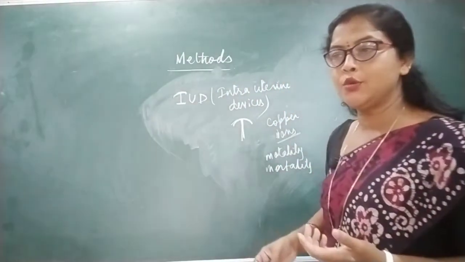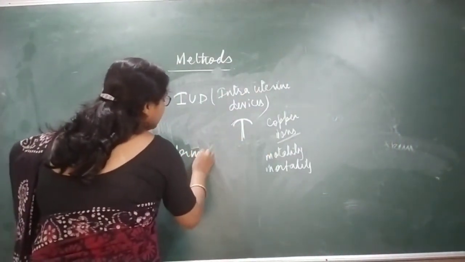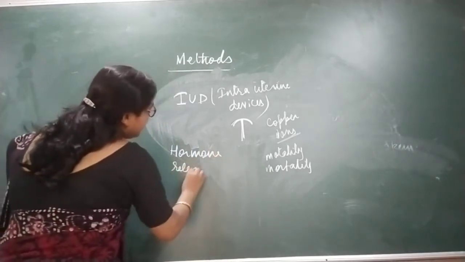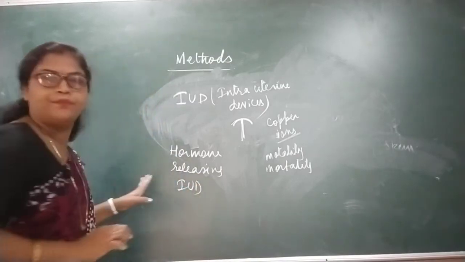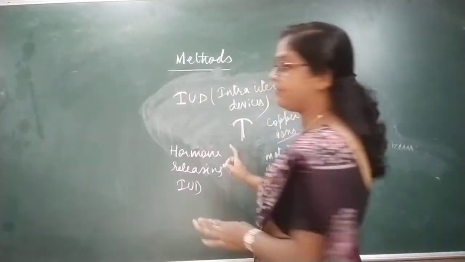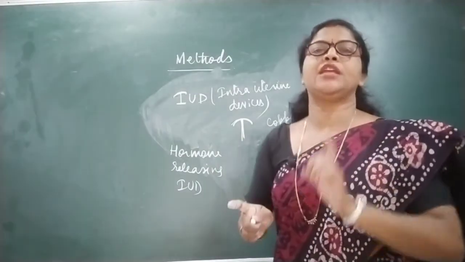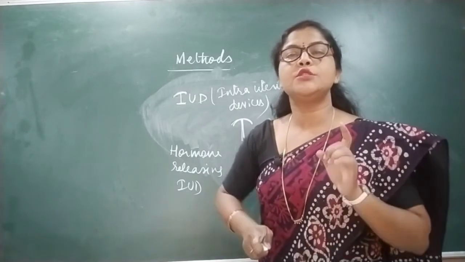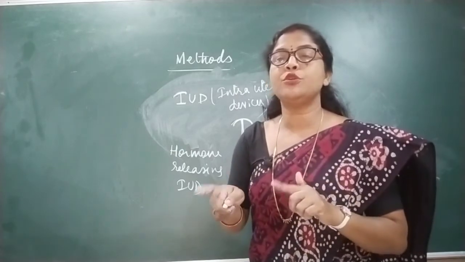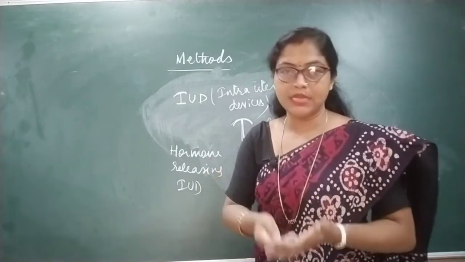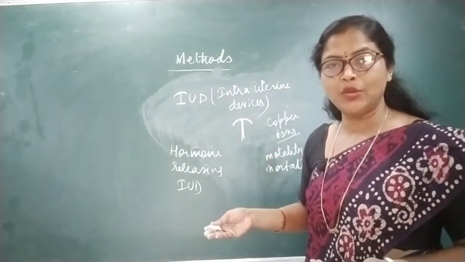The second thing in IUD is the hormone releasing IUD. You know what? Hormone releasing IUD. What do they do? They release hormones, and what they do is stop the implantation of the embryo, or you can say the zygote. So in that way also they stop pregnancy, and this is all known as contraception.